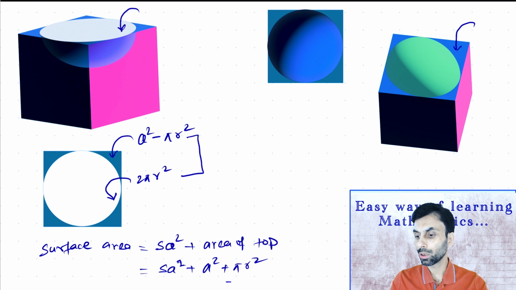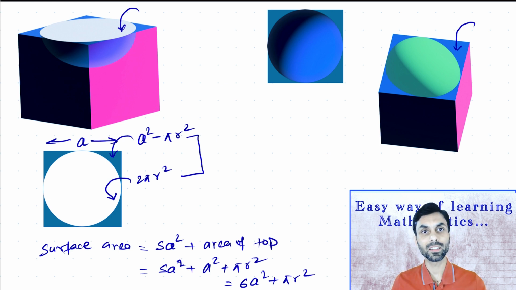When we add it all, we'll get 6a square plus pi r square, where a is the edge length of the cube and r is the radius of the hemisphere. One more thing we need to remember here is that in this case, the radius of the hemisphere will be equal to half of the edge length. So we can say r will be equal to a by 2.